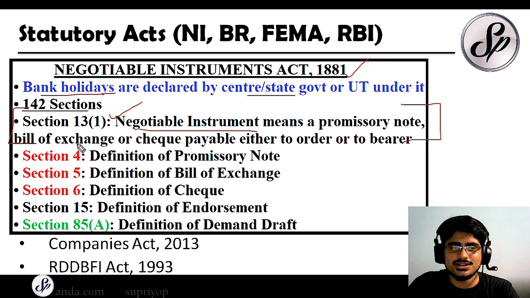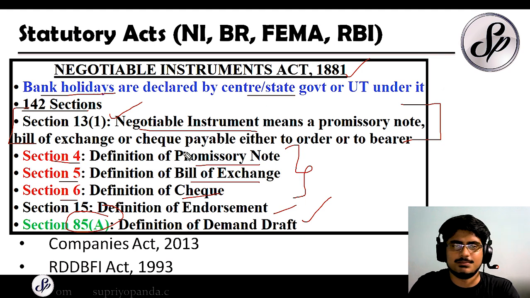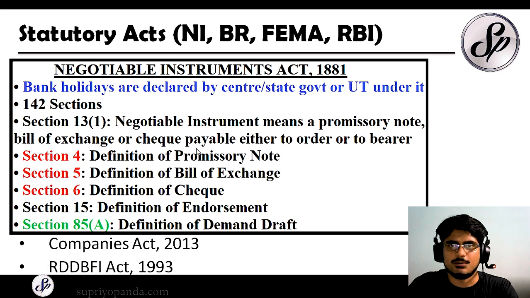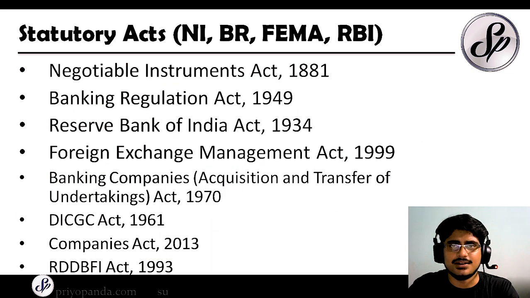Then the important sections, and these are very, very important. Section 4 defines promissory note. Section 5 defines bill of exchange. Section 6 defines a check, and section 15 is the definition of endorsement. Section 85A defines your demand drafts. So just remember the things that I have highlighted, and that will be enough about the Negotiable Instruments Act. Let's move to the next act, which is the Banking Regulation Act.